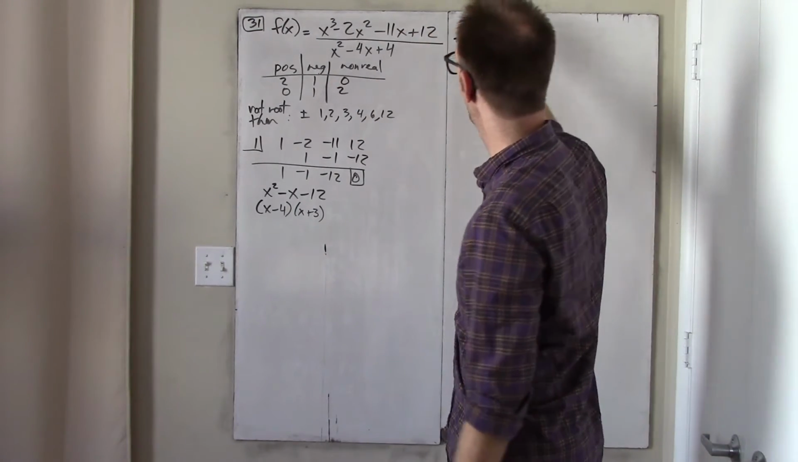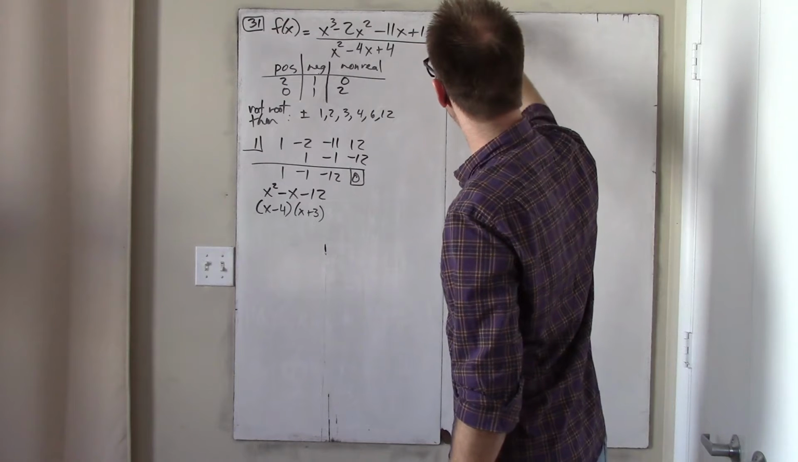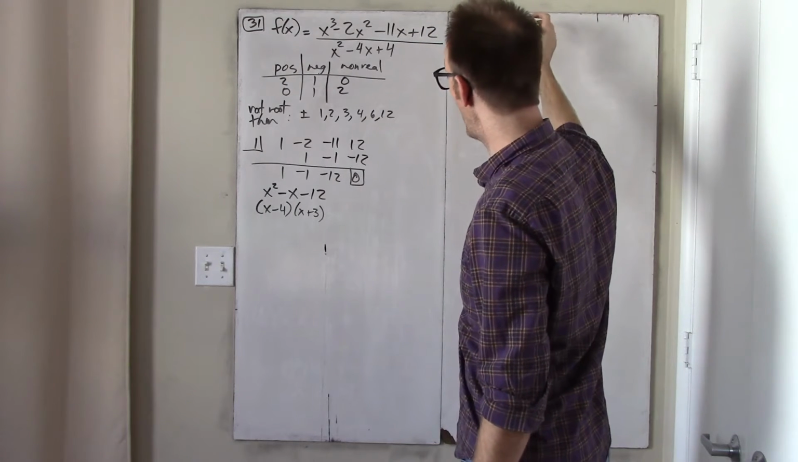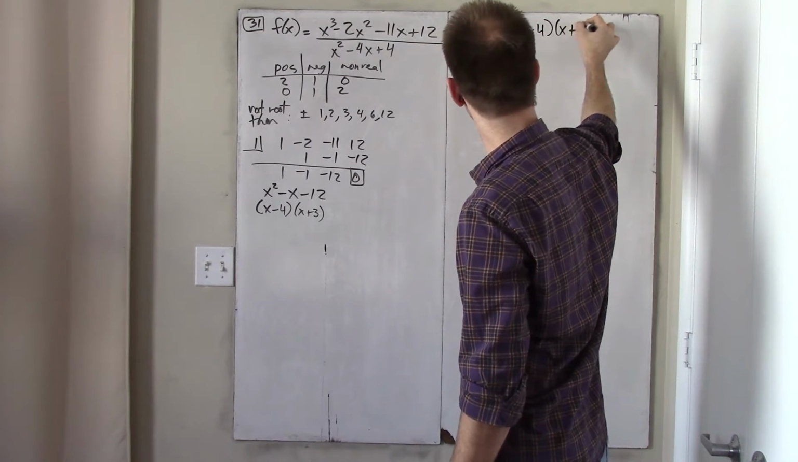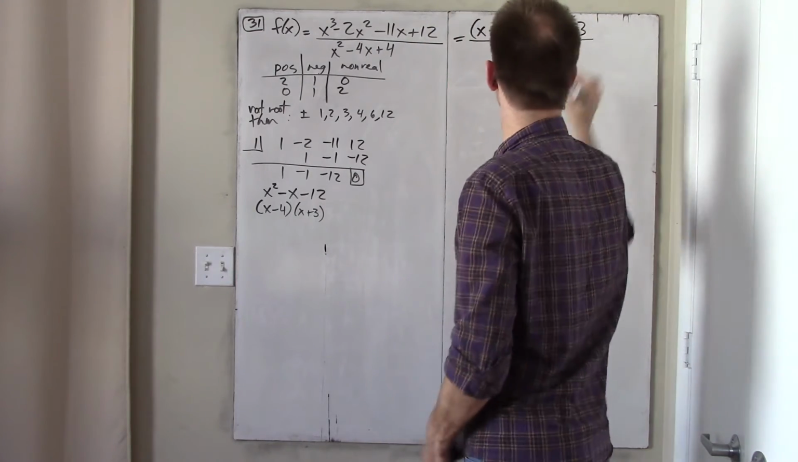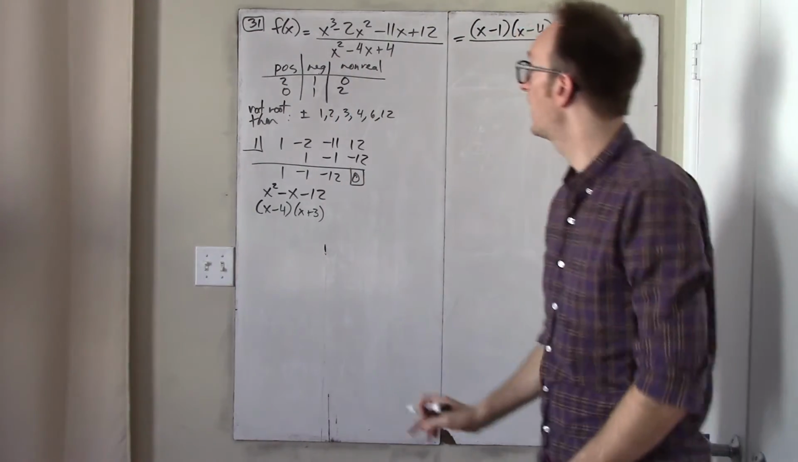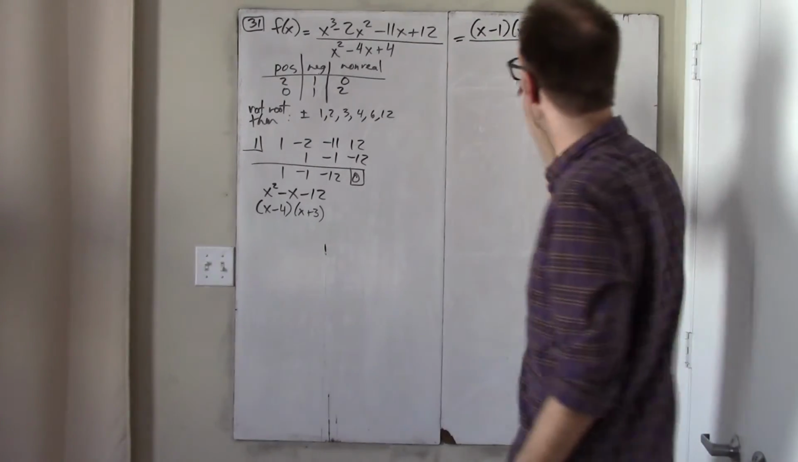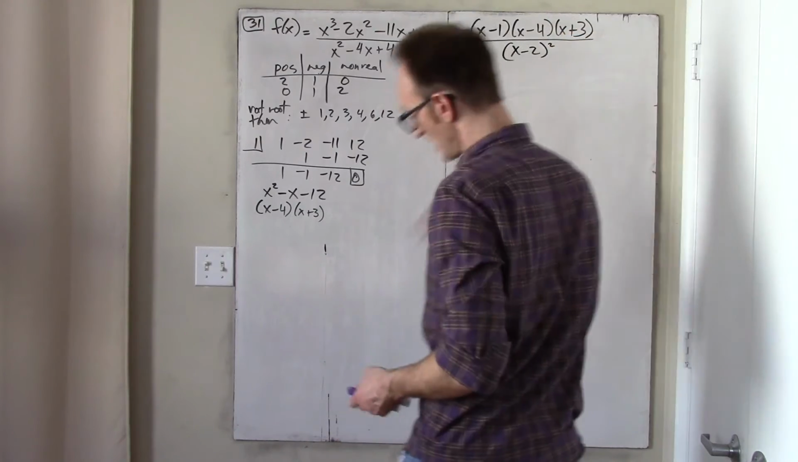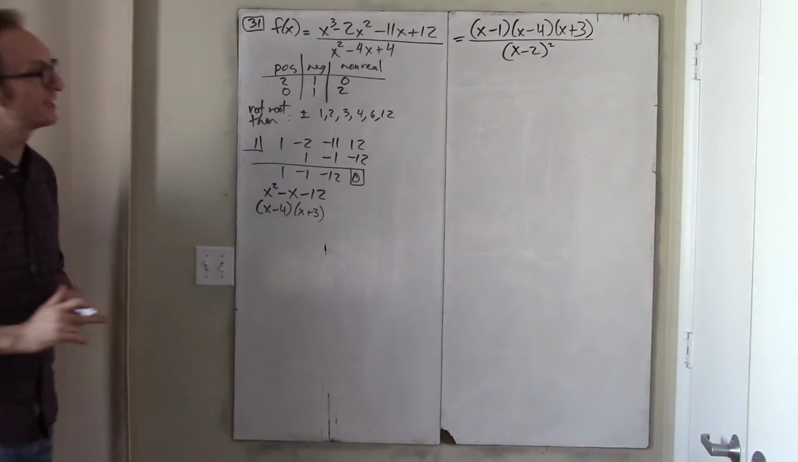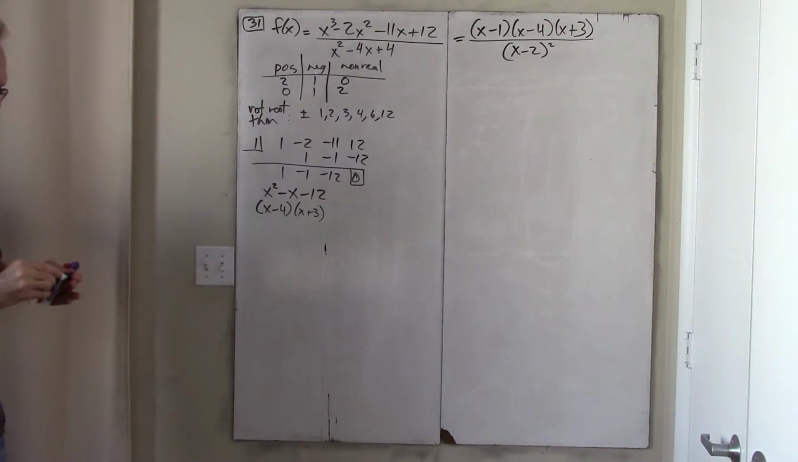Alright, so after much work, here's what I have learned. This function is in fact (x minus 1)(x minus 4)(x plus 3) in the numerator. And in the denominator, well, that's a perfect square trinomial. That's in fact just (x minus 2) squared. Alright, so this is kind of an exciting new thing.